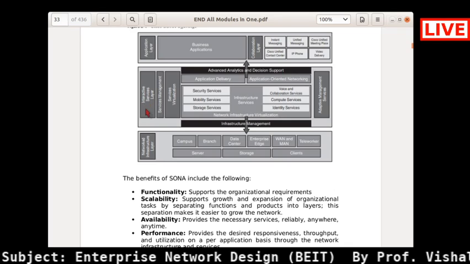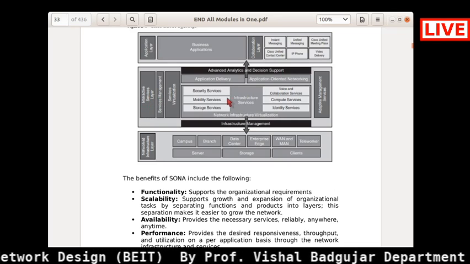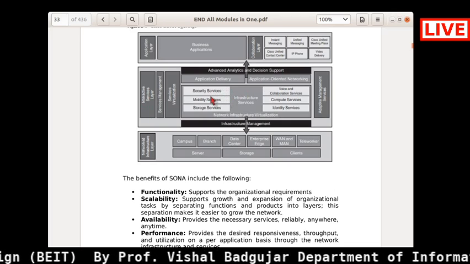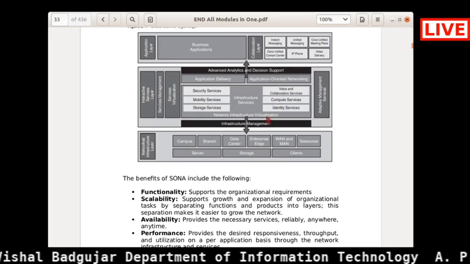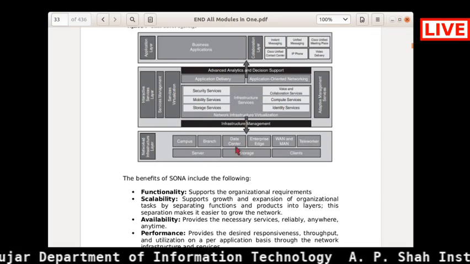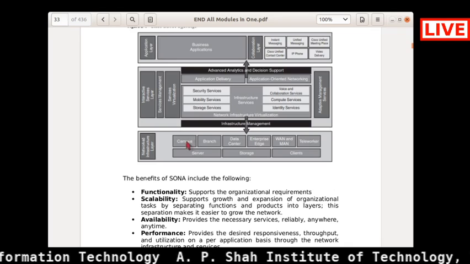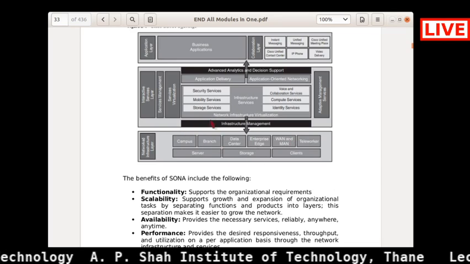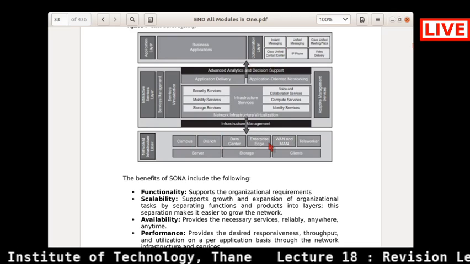Then the interactive service layer also has some different services, like I just mentioned: security, mobility, storage and all those things. The question can be formed on each of the layers, each of the services as well, and on each of the functional areas as well. So you need to know each and everything of your SONA architecture components.